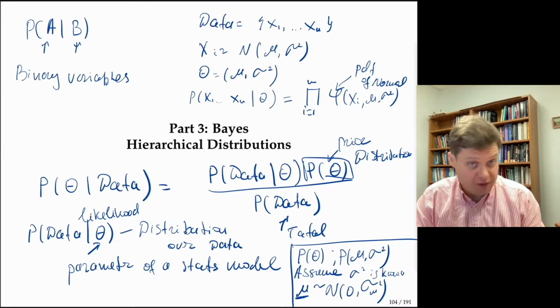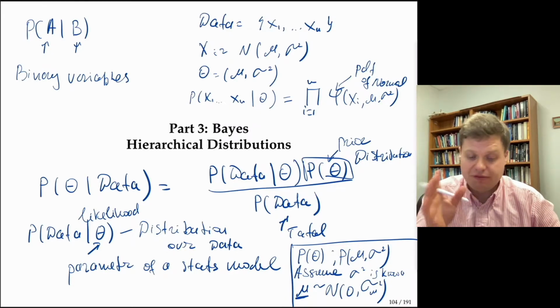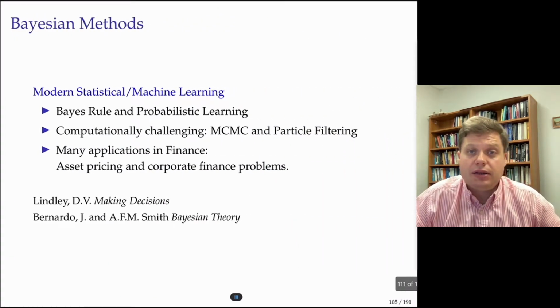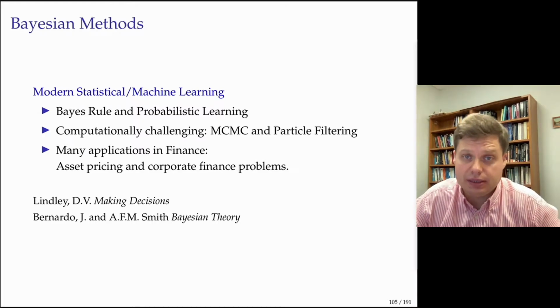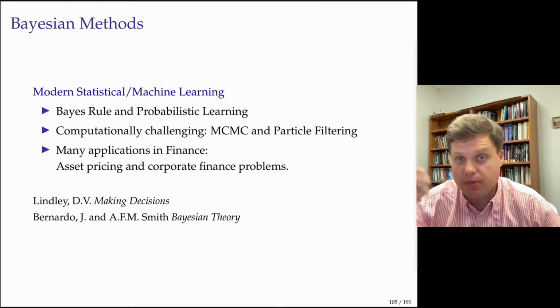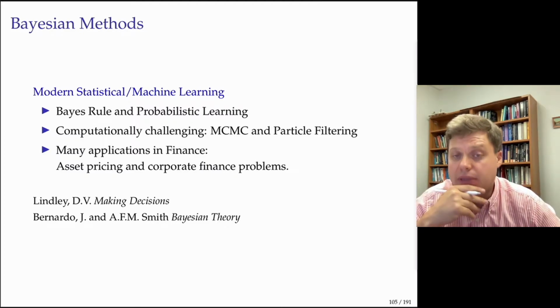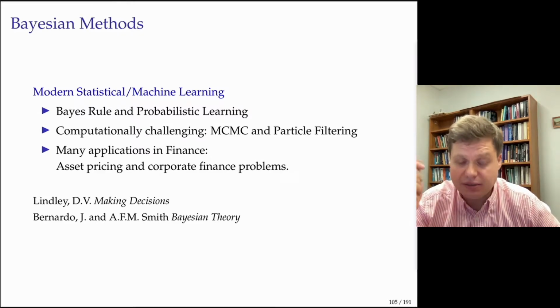If this seems confusing at this point, it's going to become more clear, hopefully very clear, by the end of this part three. And there are, of course, a lot of applications we're going to see. We will do Bayes rule and probabilistic learning. We will see how to use computational techniques like Markov chain Monte Carlo and particle filtering.